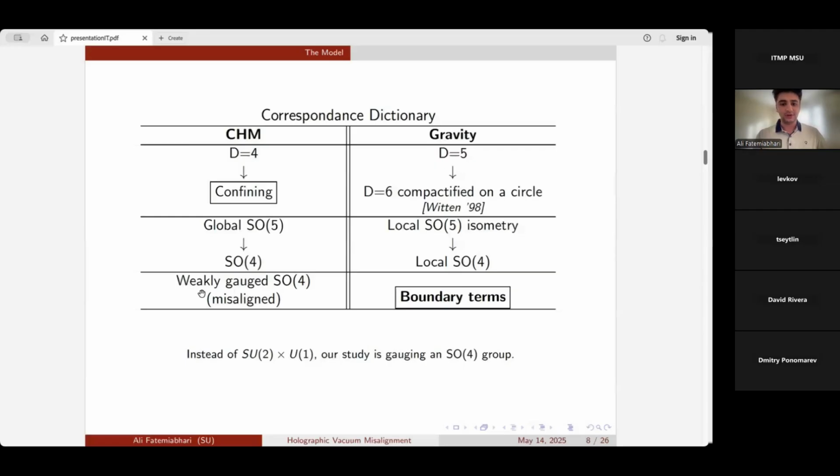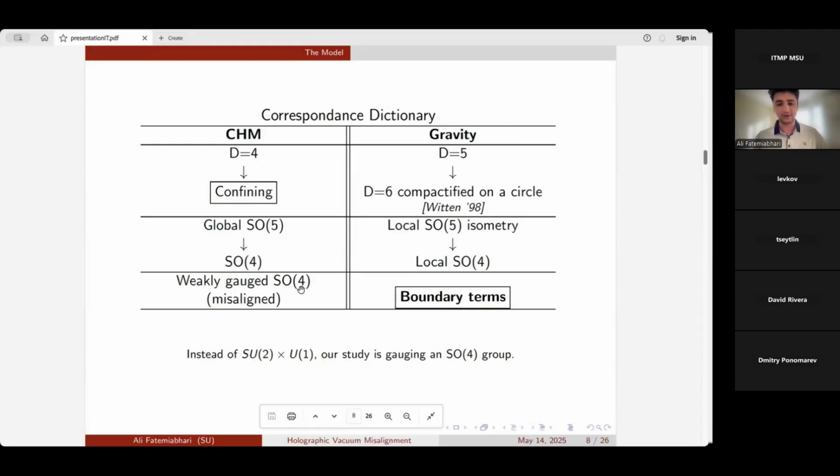So one thing which we do here is that on the field theory side, we want to weakly gauge SO4 by introducing the W and Z boson. Here we gauge SO4 instead of SU2 cross U1 because of technical difficulties. The boundary terms in the gravity are very complicated, and in this paper, we wanted to just derive the formalism. So instead of SU2 cross U1, we are gauging SU2 cross SU2 basically.